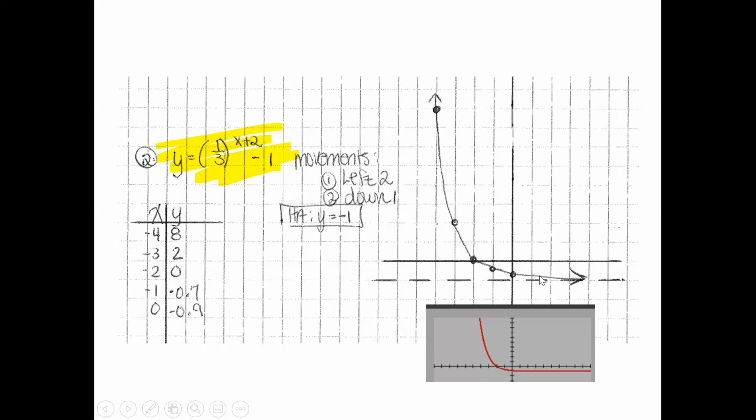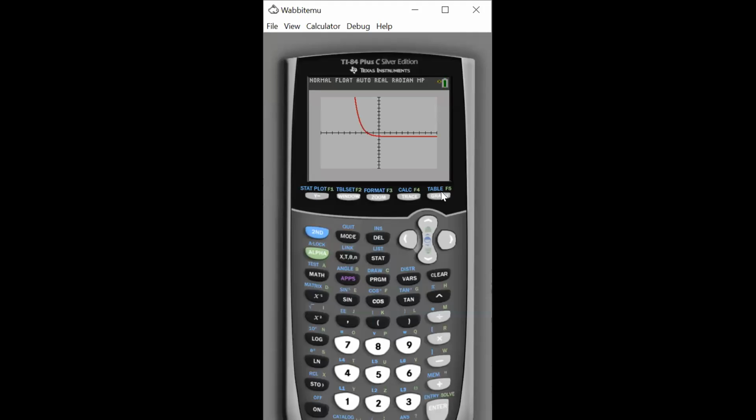And so make sure you draw this diagram and make sure you have your horizontal asymptote, your HA, at y equals -1. Now for your table of values, going back to your calculator, second graph for the table, and then you can start off at -4. If you need to move up a little bit, just push the up button.